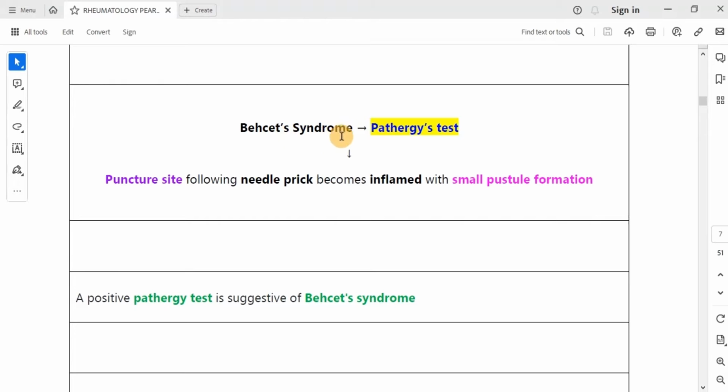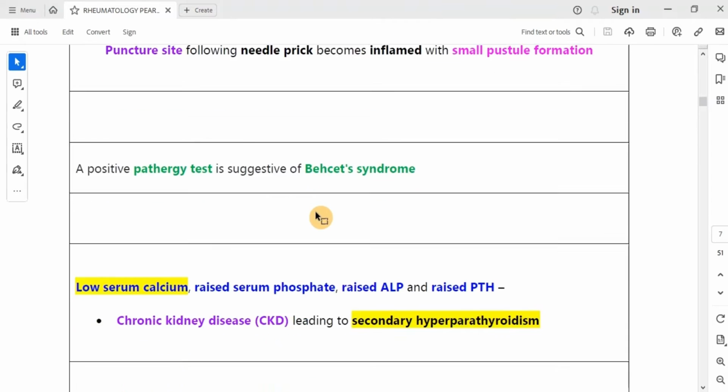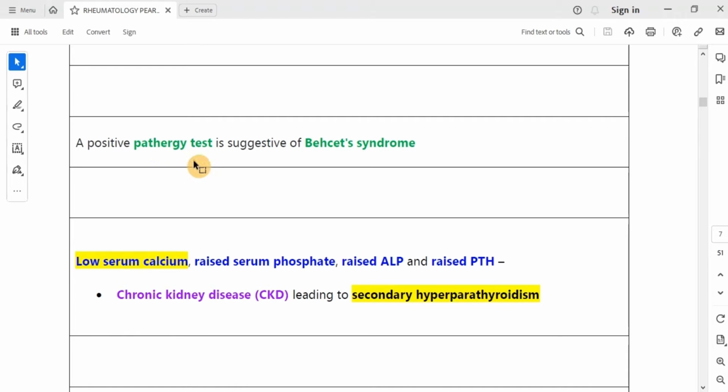And the investigation of choice, the initial investigation can be the pathergy test. So pathergy test means the puncture site following needle prick becomes inflamed with small pustule formation. And the positive pathergy test is highly suggestive of the Behçet syndrome.